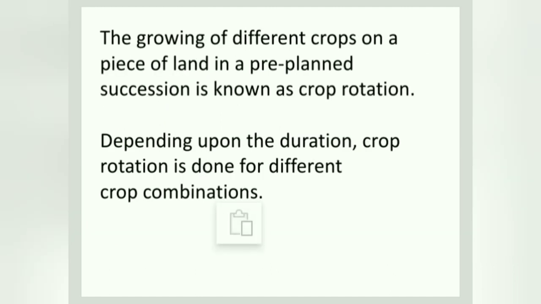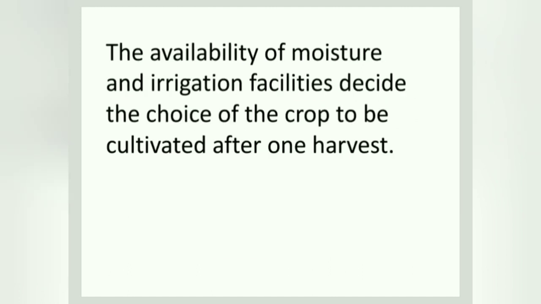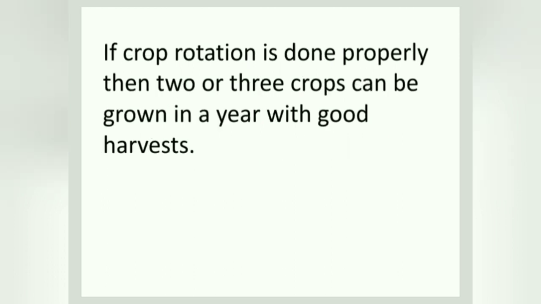Next one is called crop rotation. Growing of different crops on the same piece of land in a pre-planned succession, that is one after the other. We sow the crops in different combinations, so it is called crop rotation. The availability of moisture and irrigation facility will decide the choice of the crop. If crop rotation is done properly, automatically the harvest will be a very good harvest.